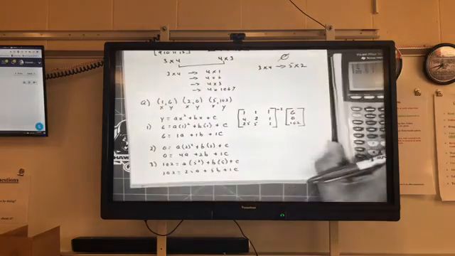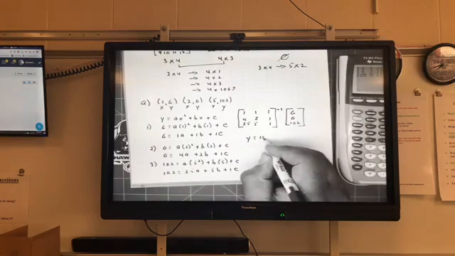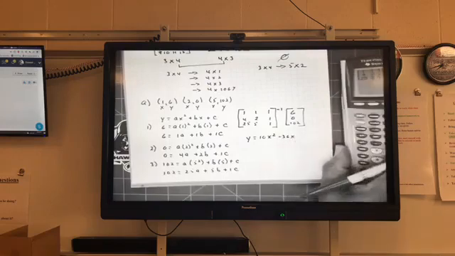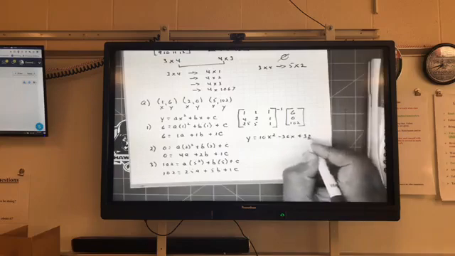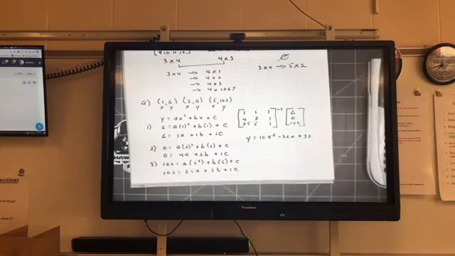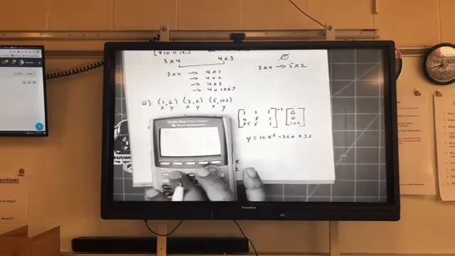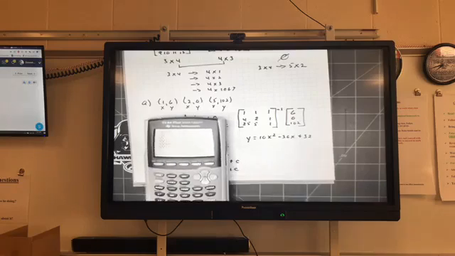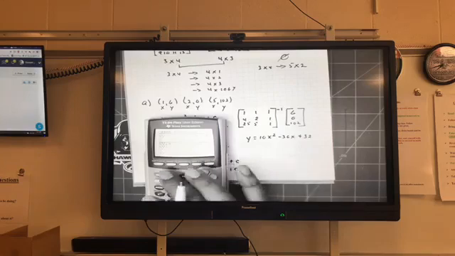Now the 10 represents A, so this becomes y equals 10x squared minus 36x plus 32. Now how do we know this is right? How do we check this? Well, we take our calculator, go to y equals, that's called the equation editor, and put that equation in. 10x squared minus 36x plus 32. Now when you get it in, you want to look at the table, so press second in graph.